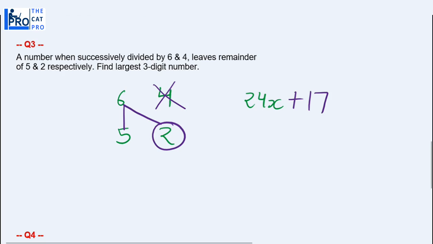Okay. So if I put x as 10, it will become 240 plus 17. So I have to go till just less than 1000. So now I'll put this as 20. 24 into 2 is 480. Still no. So 3 is 720, 4 is 960. Okay. So if I put x as 40, 24 into 40 will be 960, plus 17, which is 977.